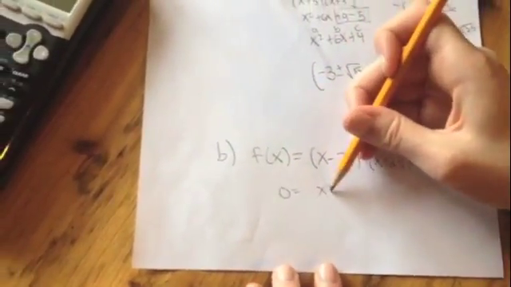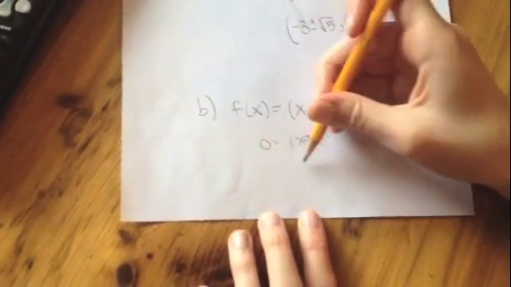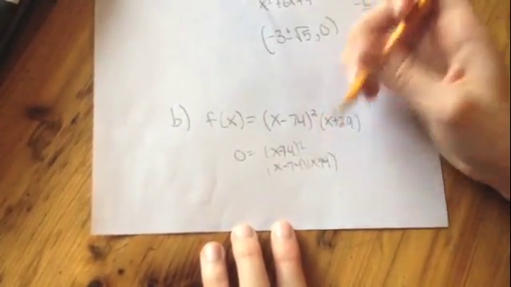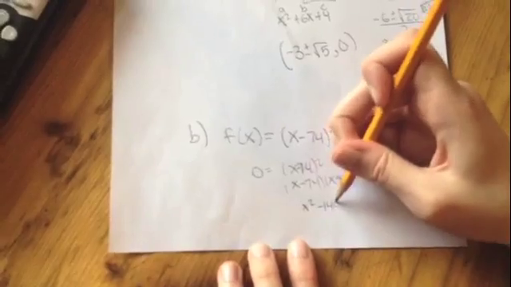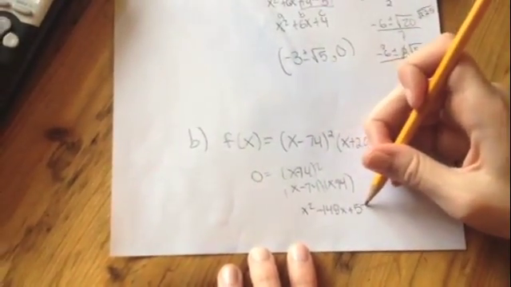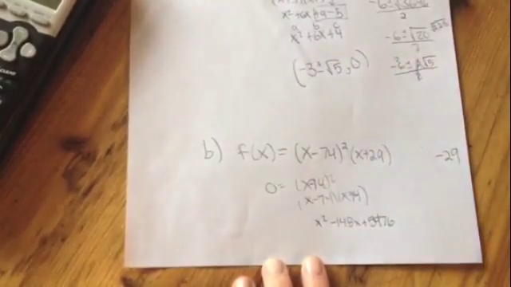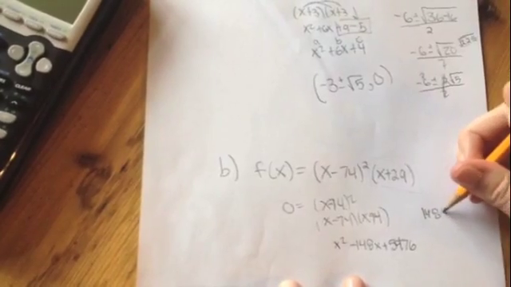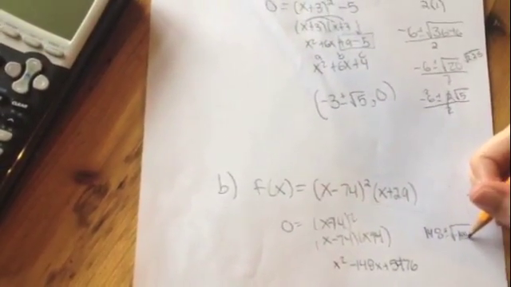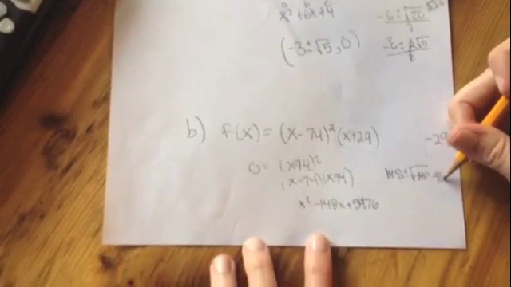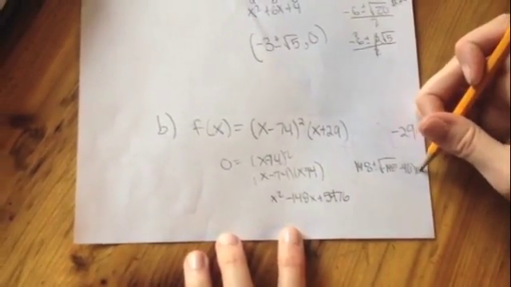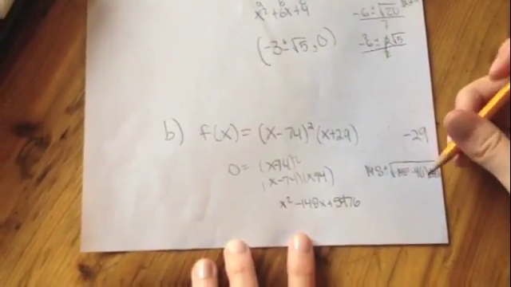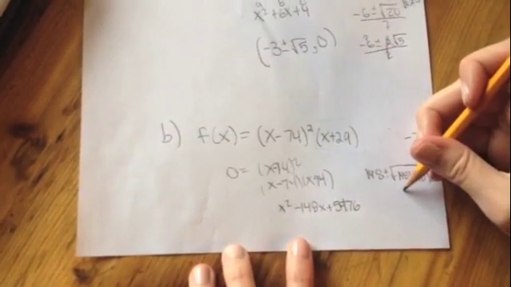Then we'll distribute x minus 74 squared. So x minus 74 times x minus 74, which is equal to x squared minus 148x plus 5,476. We can plug this into the quadratic formula as 148 plus or minus the square root of negative 148 squared minus 4 times a times c, which is 5,476.